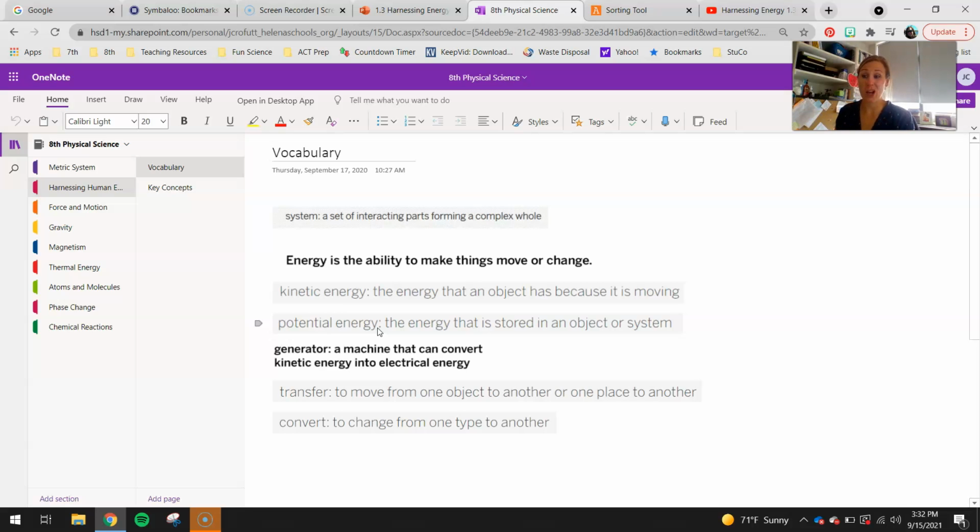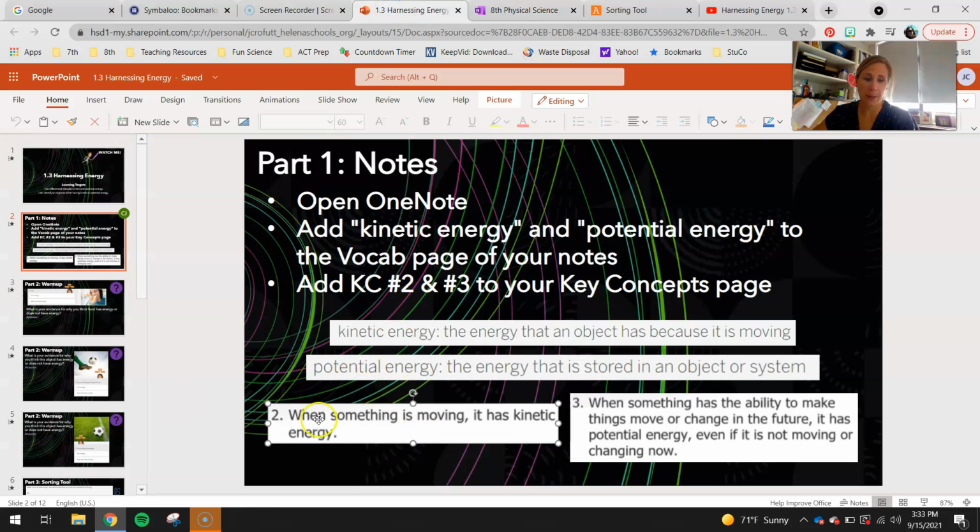If we're looking at a soccer ball that's sitting on a field, it has a little bit of potential energy because someone could come and kick it and make it change direction or make it move. If we have a boulder sitting on the top of a hill, that boulder has the ability to roll down the hill and move, so it has potential energy. If we're talking about a fan that's not running but it's plugged in, it has potential energy. We have the energy to turn that on and have it work and spin and move. All right, and then our key concepts are 2 and 3.